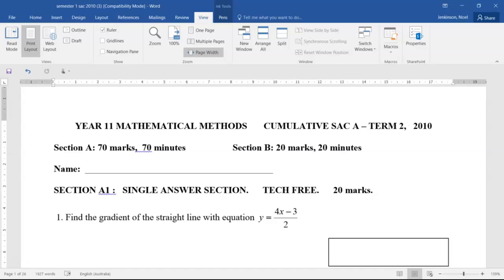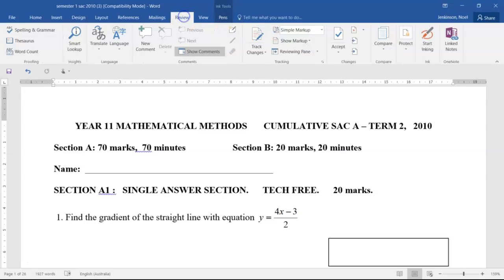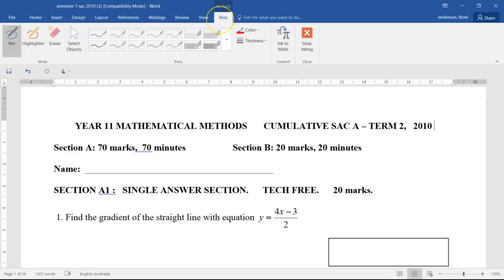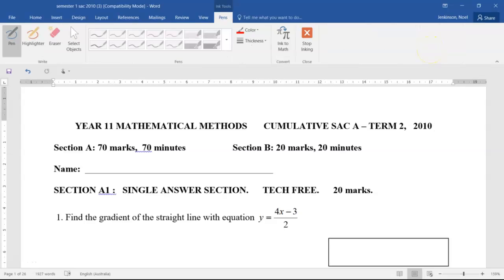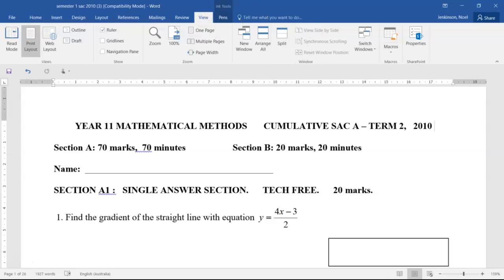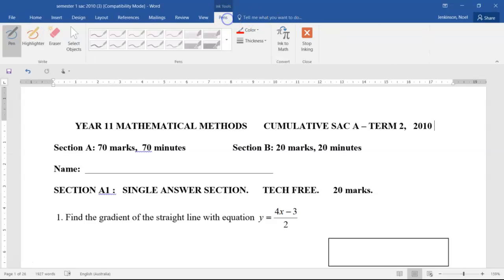Secondly, I need the inking tool. I've already got the pens here, but if you don't see that pens thing on the menu, and you may not because you haven't used it, you hit review and then you hit start inking, and up will come the pens tool, and that should be there next time. But if not, you just hit review and start inking, and up will come the pens tool every time. So I've got my view at page width, I've got my pen tool.